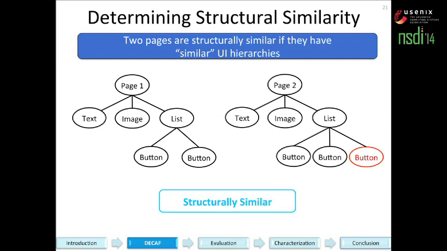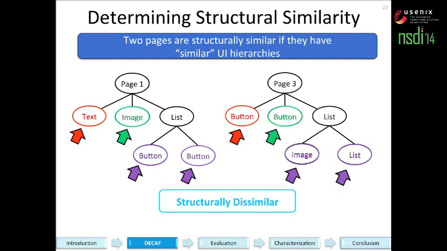So how can we write an algorithm to define structural similarity? The intuition comes from the observation that two pages are structurally similar if they have a similar UI hierarchy tree. This example shows two pages whose UI hierarchy trees differ only slightly by one button, and we consider them structurally similar. And these two pages are structurally dissimilar, even though their UI hierarchies have the same shape, because the corresponding elements in each hierarchy are different. For example, the first UI element is a text box in page 1, but a button in page 3. And the second is an image in page 1, but a button in page 3, and so on.